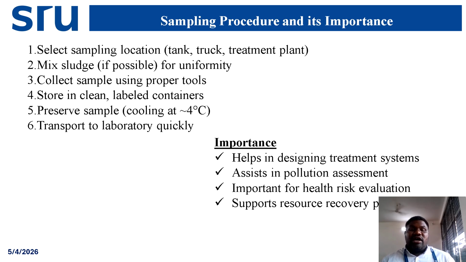Let's know the sampling procedure and its importance. Select the sampling locations, mix the sludge, collect the sample using proper tools, and store it in clean and labeled containers. For suppose you are collecting samples from different locations and keeping the bottles in the refrigerator, how can we identify the sample from a particular location? So we need to go for labeling. If you want to perform the experiment right away, there is no need to keep it in the refrigerator. But if you want to perform it the day after tomorrow, we need to keep the sample at less than or equal to 4 degrees centigrade. Then it should be transported to the laboratory for quick analysis. Why is it important? It helps in designing treatment systems, assists in pollution assessment, and is important for health risk evaluation.